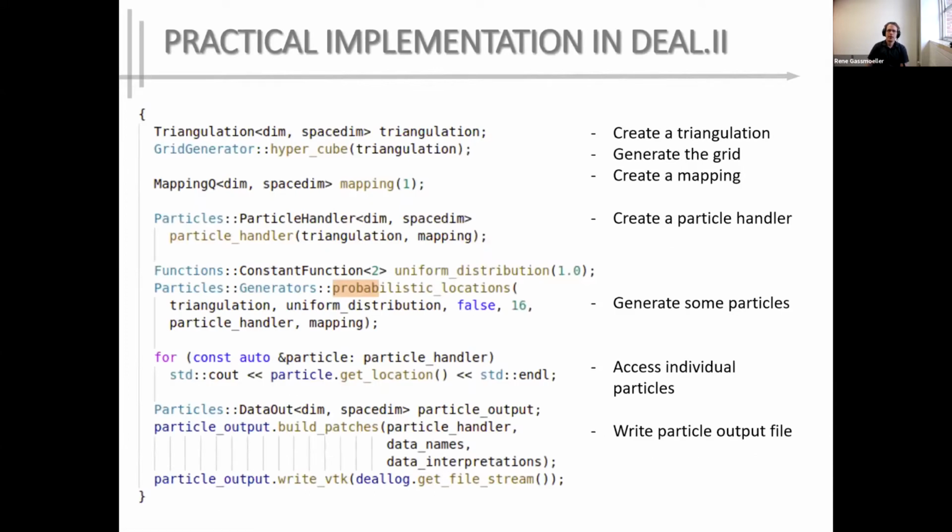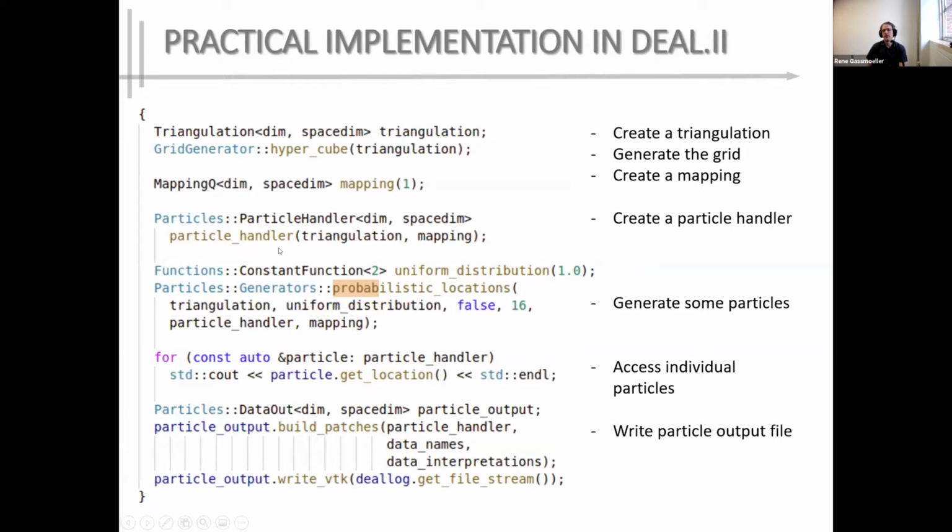So what would a minimal deal.II program that uses particles look like? I just put up the minimal example that I could think of that does something with particles, just to show you how the code would look. Just as for a normal deal.II computation, you would set up a triangulation, and then you would generate the grid in this triangulation, in this case, a very simple hypercube. You would define a simple mapping, and that's all you need to set up a particle handler.